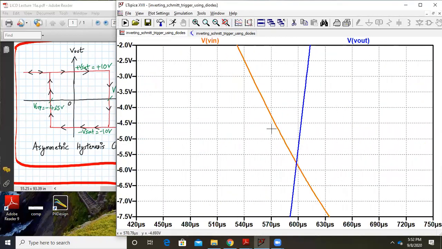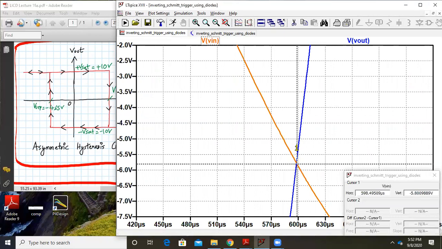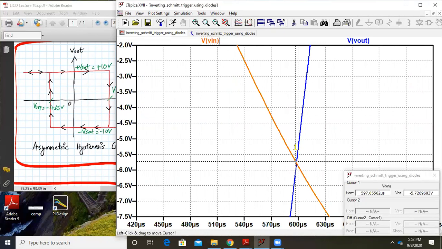Oh, so we have to right click over here. The cursor should come over here. So right now it is at minus 5.7. So it's quite a huge 1 volt difference. So VLTP is shifting a lot. It should be minus 4.65, but it is minus 5.72.